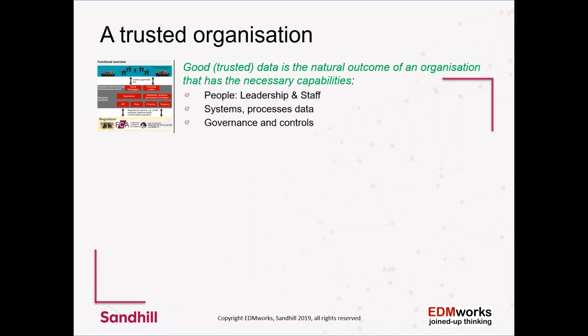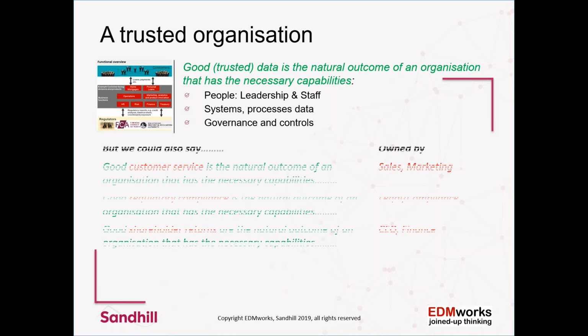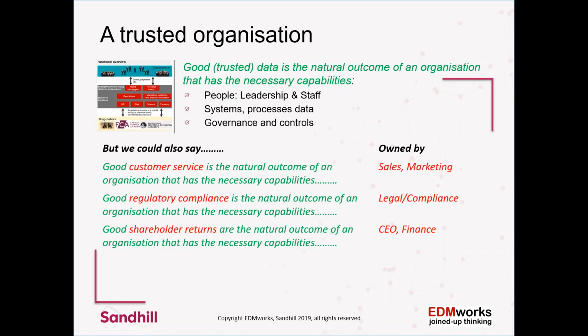The other thing I mentioned is that good data is the natural outcome of an organisation that has the necessary capabilities. That's great, but the challenge with this is data is always a secondary activity, and we could say the same about a customer. If you went to a CRM seminar or anything about customer excellence, then you would have people that say, well, good customer service is the natural outcome of an organisation that has the necessary capabilities: people, systems, governance. Same with regulation. A company that's excellent at organising regulation will also have all those different things.